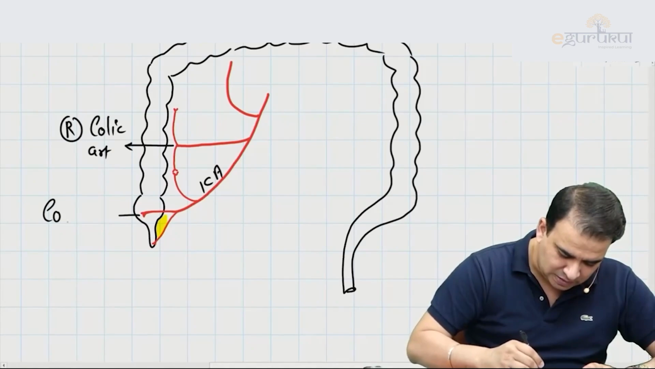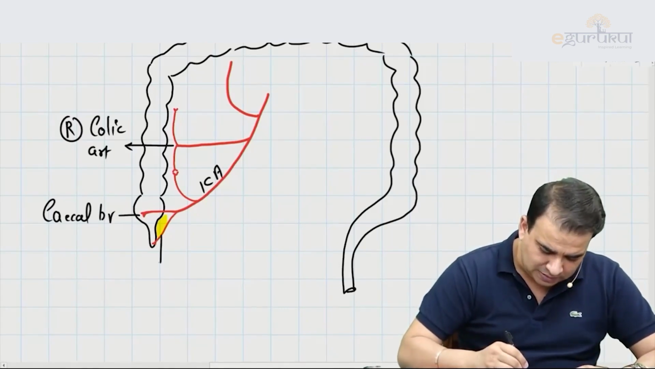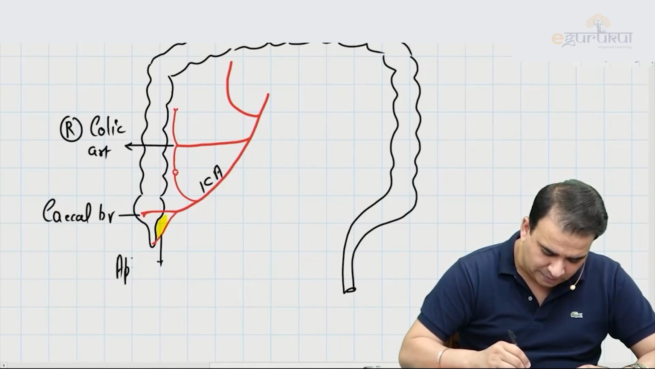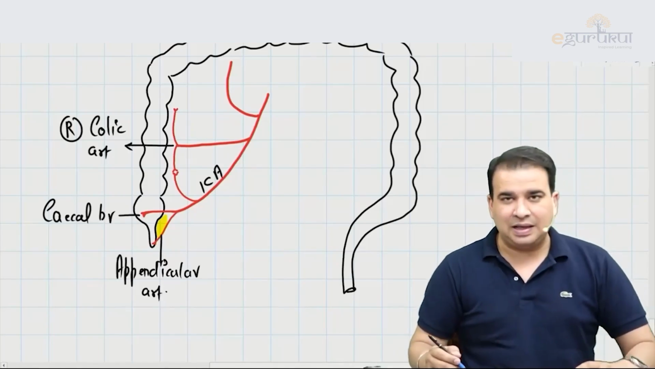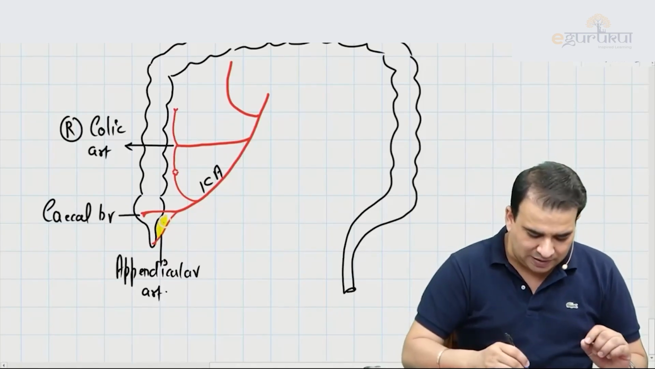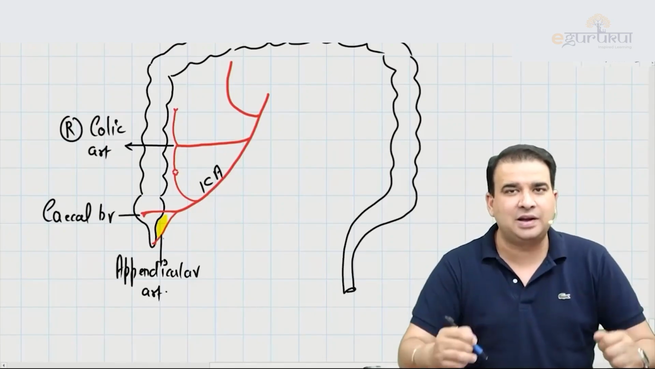These are the cecal branches. We have anterior and posterior cecal branches, and this is the appendicular artery. This is the appendicular artery which is running in the free border of that peritoneum which I've highlighted there. That is the mesoappendix. It is running in the free border of the mesoappendix. That's why we can ligate it easily.